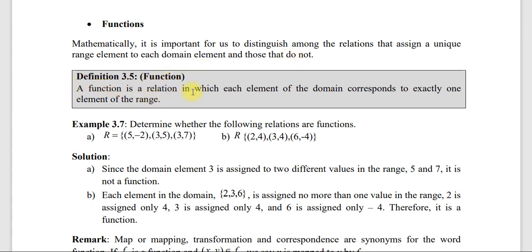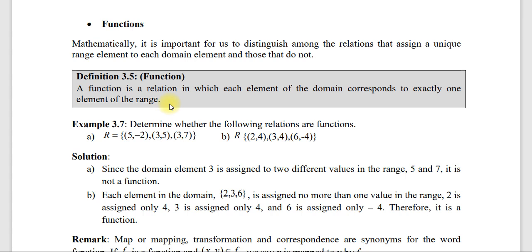A function is a relation in which each element of the domain corresponds to exactly one element of the range. Okay, each element of the domain, look, each element of the domain corresponds to exactly one element of the range ይለናል። one element of the range definition one ያዟት። Okay so this is the definition of function. function ምን እንደሆነ እንግዲህ በዚህ way ነው ልንረዳ የሚገባን ማለት። A function is a relation.